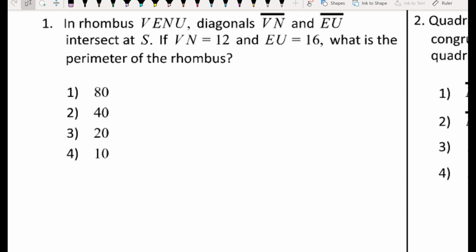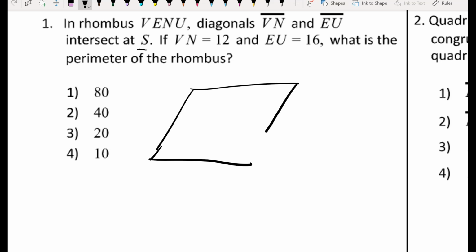Number 1, in rhombus VENU, diagonals VN and EU intersect at S. So the first thing I'm going to do is sketch a picture of this. Remember, a rhombus is like a parallelogram, but all four sides are congruent.